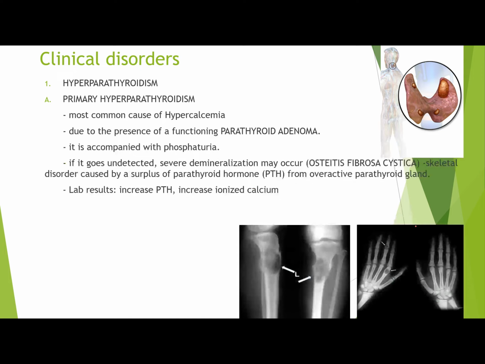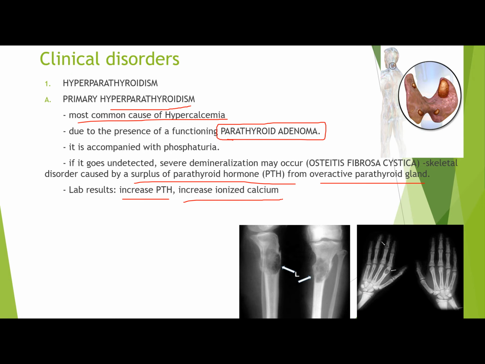Now, what are the disorders of your PTH? We have your hyperparathyroidism, class. The first one under hyperparathyroidism is your primary hyperparathyroidism, the most common cause of hypercalcemia due to the presence of a functioning parathyroid adenoma. It is accompanied by phosphaturia. If it goes undetected, severe demineralization may occur. Ostitis fibrosa cystica. This is a skeletal disorder caused by a surplus of PTH from overactive PTH gland. Lab results of your primary hyperparathyroidism would show increased PTH, increased ionized calcium.